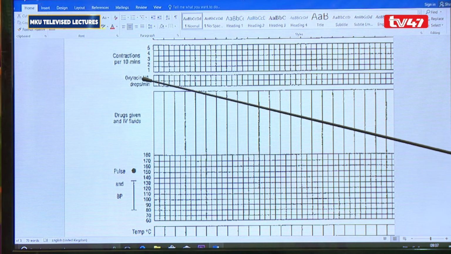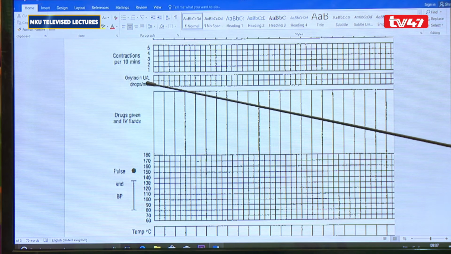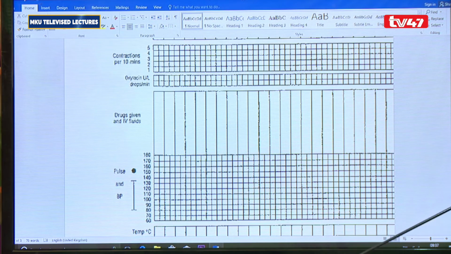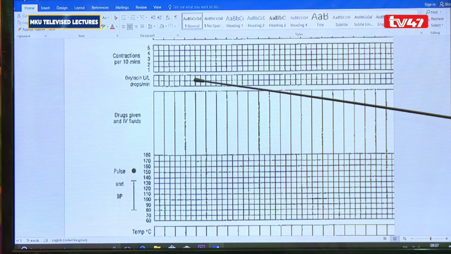So oxytocin is the drug that we use to augment or to speed up labor, and it is measured in drops per minute. We start with 10 drops per minute and we escalate by 5 drops every 30 minutes until after around 6 hours we are supposed to be through with escalating the drops per minute from 10 to 60 drops per minute, with the hope that even before we get to 60 drops per minute, that mother will already have delivered.